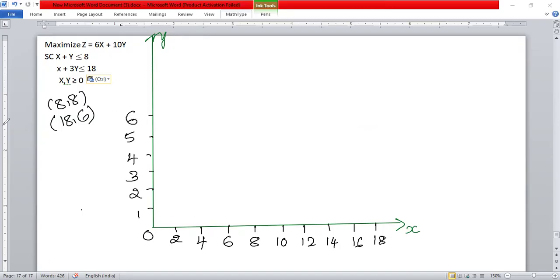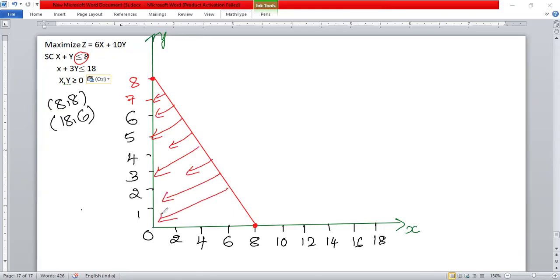Okay. Let me draw the line. First one, 8 comma 8. 7 and 8. Fine, that is 8 comma 8. Now look at the equation 2, it is less than or equal to. It means what? Inside the horizon. So inside the horizon, you have to mark like this.